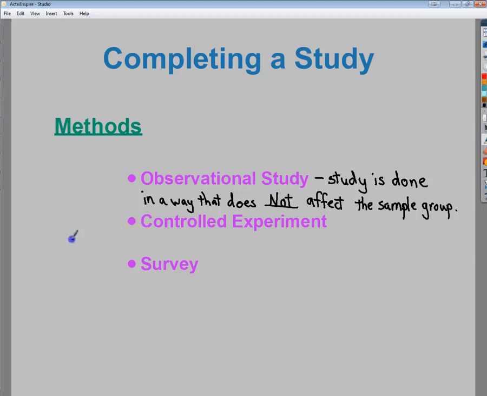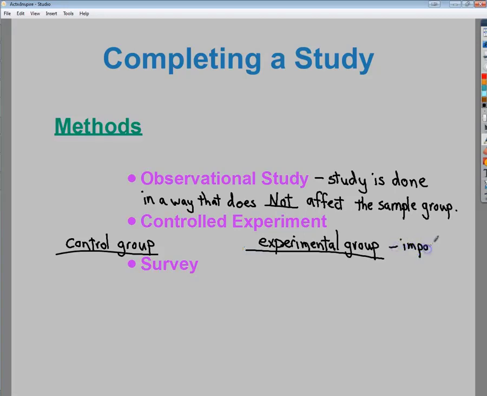The next type would be a controlled experiment. In this group you have two groups. You have the control group, and the control group is the group that you just keep normal. It doesn't change or anything. On the other side of it, you have the experimental group. The experimental group is the one that you actually impose treatment. So you actually do something to them, whatever it happens to be. And the control group just stays the same. So they're the status quo group.